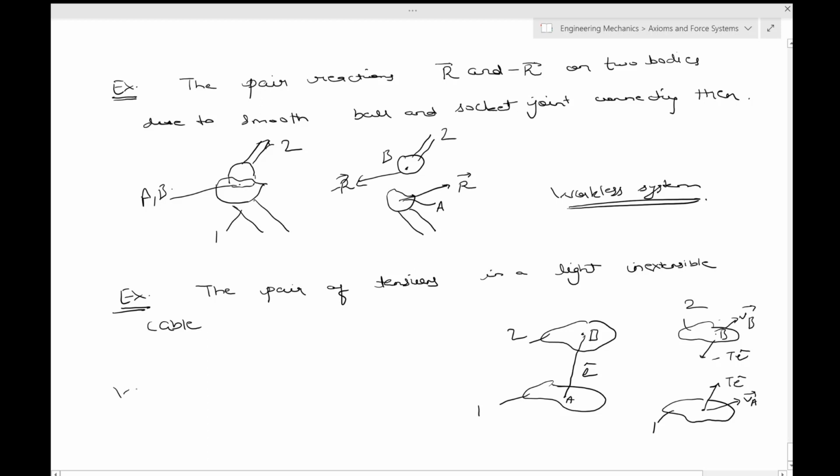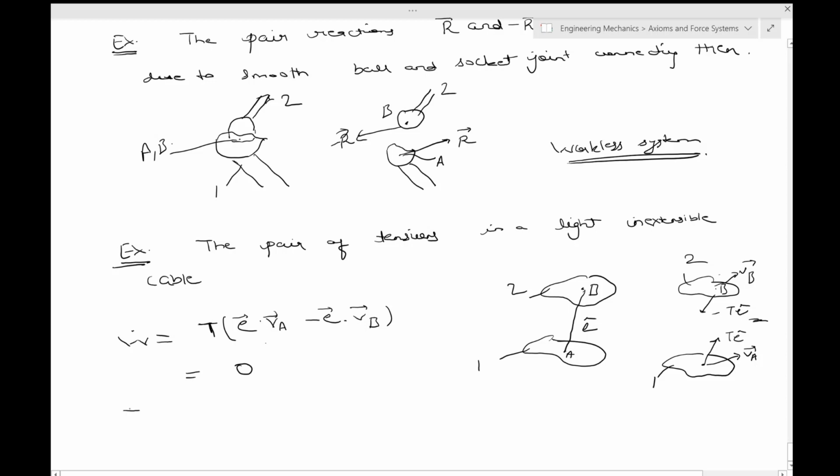So for this particular case, you have W dot as T into (e dot vA minus e dot vB). Okay, so this T has been taken out. This will just mean the velocity of A in the e direction and the velocity of B in the e direction. So this will be equal to 0. It will depend on whether T is equal to 0.